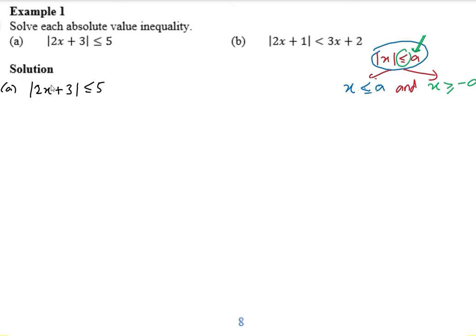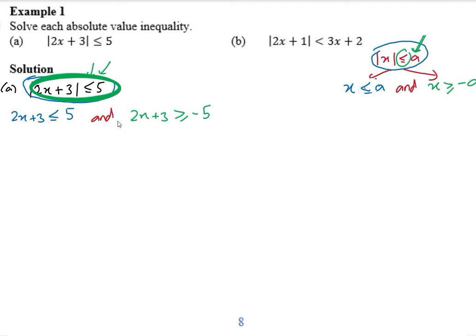So now we are going to split this inequality. First, you copy exactly the same, just without the vertical bars: 2x plus 3 less than and equal to 5. And on the right side, the other inequality is also 2x plus 3, but we have an opposite sign of inequality and then a negative number on the right side. Right in the middle, don't forget the word and. Okay, we can solve this separately.